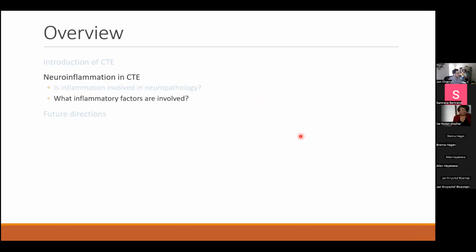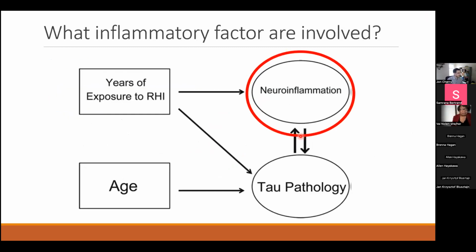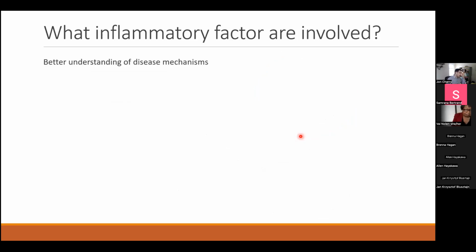Now, we already talked a little bit about what the inflammatory factors involved here are, and this is a very, very important field, and a very important part of my research is understanding these inflammatory factors. So now we're looking at, what is neuroinflammation? And that's a very complex question, but why do we really want to study it? And it might be very obvious, but I think it's important to state.